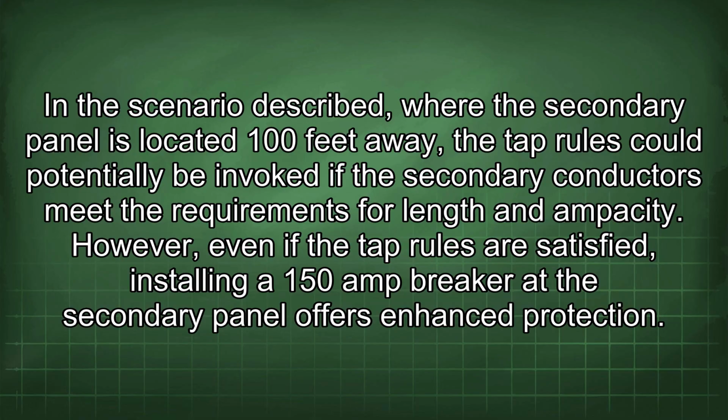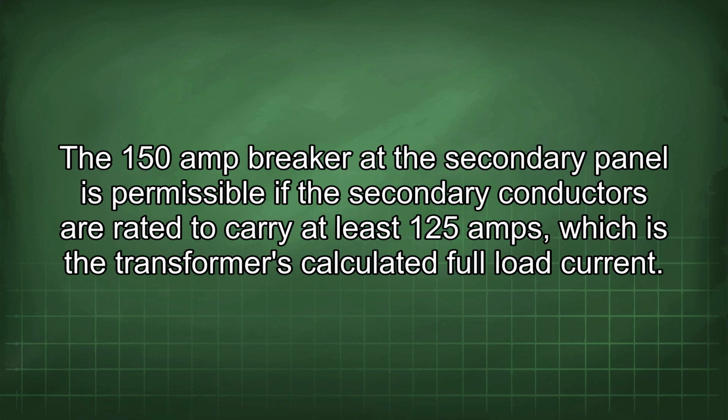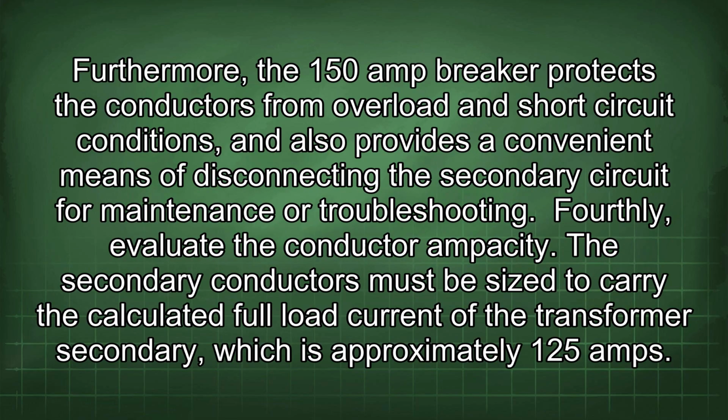However, even if the tap rules are satisfied, installing a 150 amp breaker at the secondary panel offers enhanced protection. The 150 amp breaker at the secondary panel is permissible if the secondary conductors are rated to carry at least 125 amps, which is the transformer's calculated full load current. Furthermore, the 150 amp breaker protects the conductors from overload and short circuit conditions, and also provides a convenient means of disconnecting the secondary circuit for maintenance or troubleshooting.